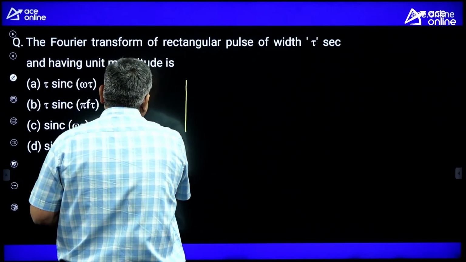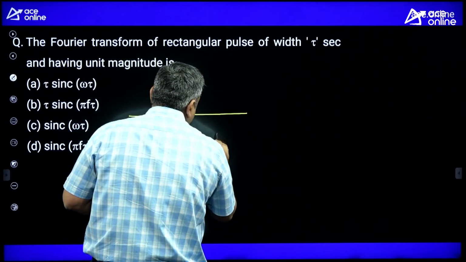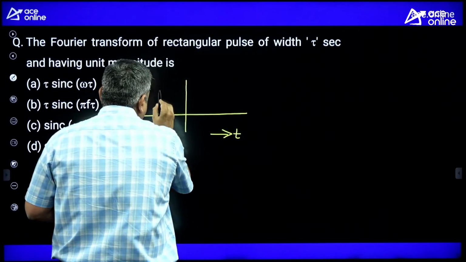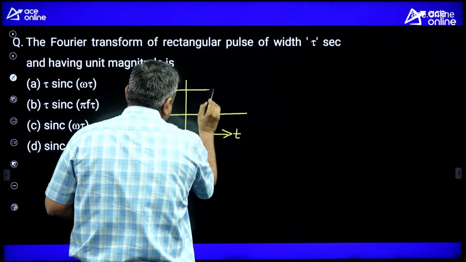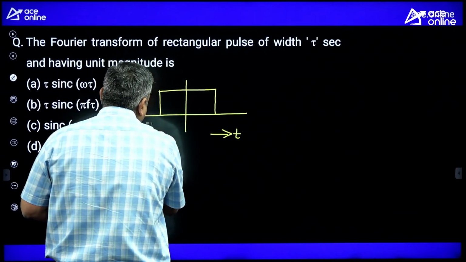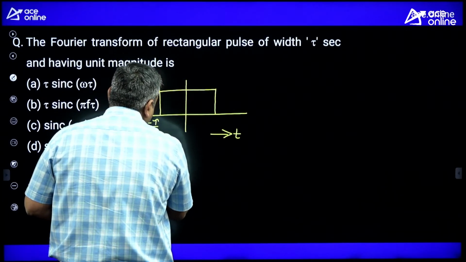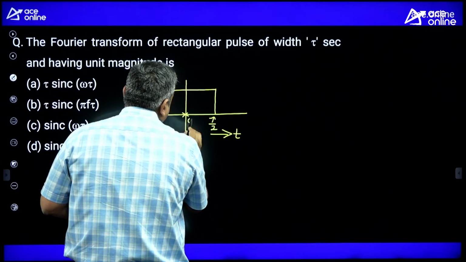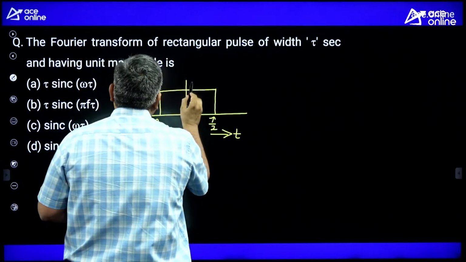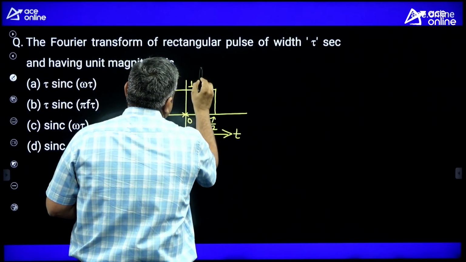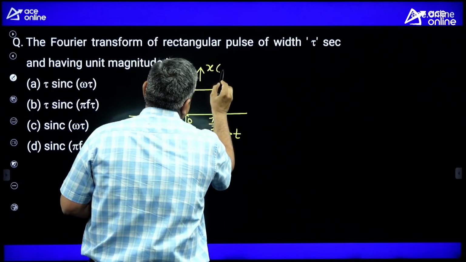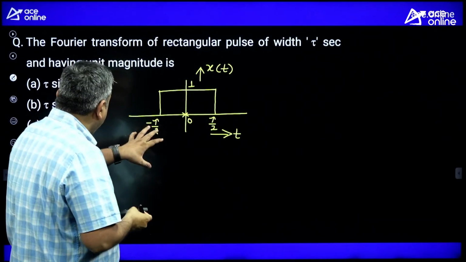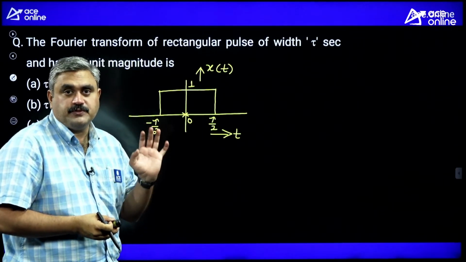I am considering a rectangular pulse. A rectangular pulse means a pulse in the time domain having a width of tau. Tau means it should be from minus tau by 2 to plus tau by 2. So this total width is tau seconds, or not? And in this range, he is saying the magnitude is 1. So this is your signal x of t. Is it clear? Now for this function, he is asking the transformation.